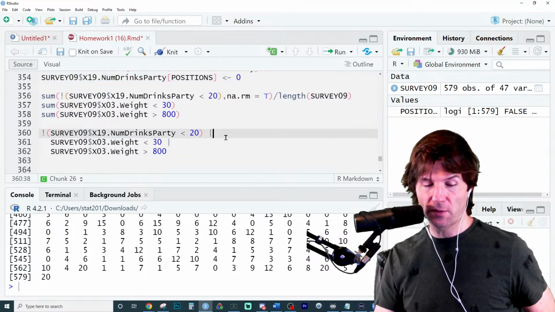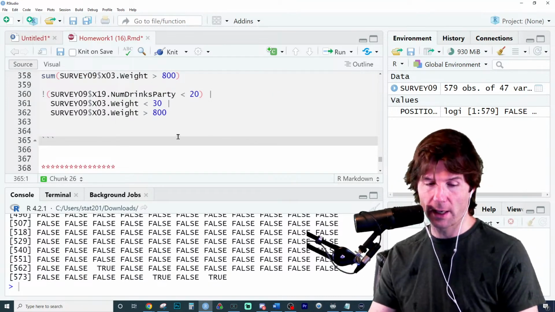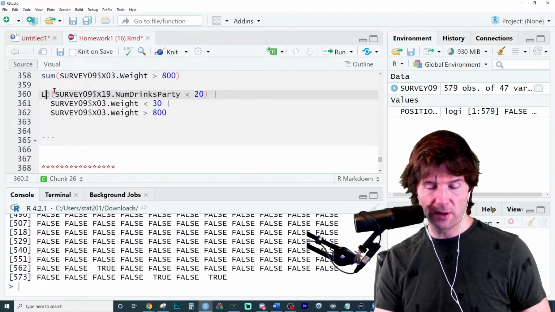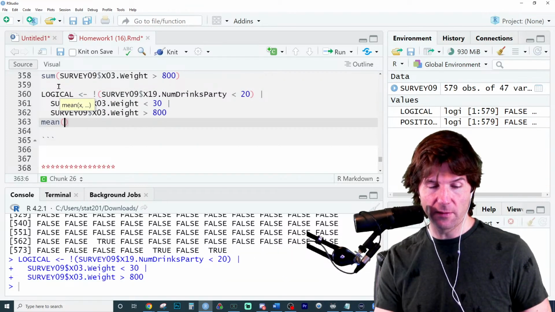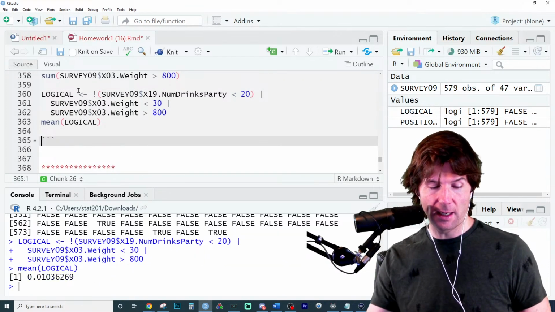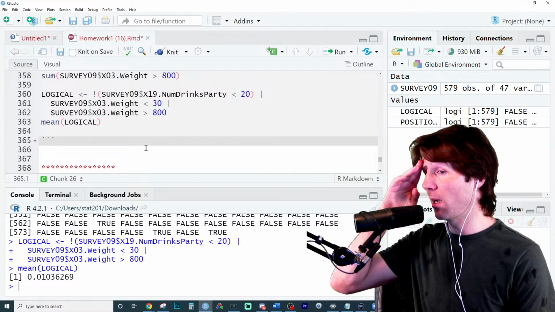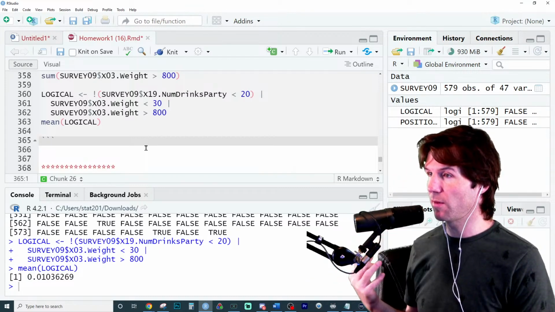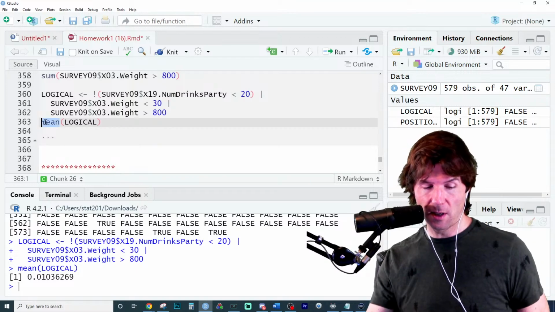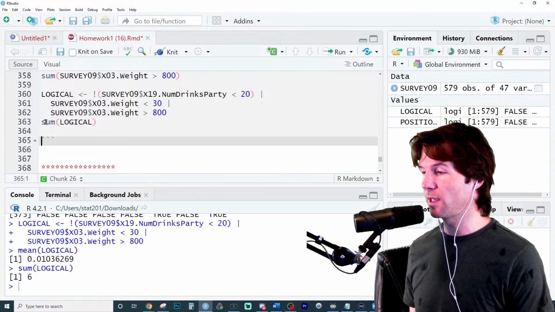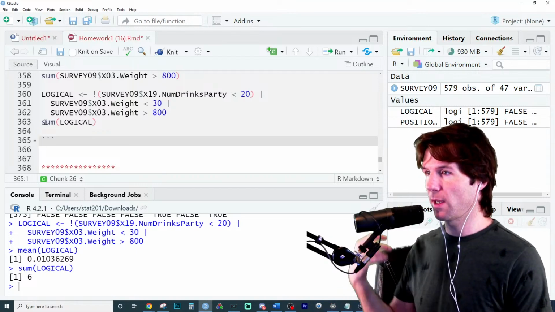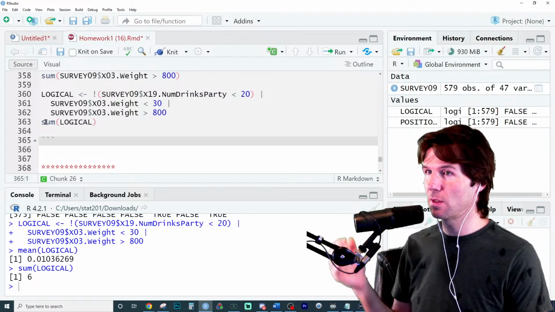So now when I run this right here, it'll actually do the logical check. I could store this into an object called logical, and take the mean of the logical vector and find out that around 1% of our data has issues. We could do a sum. I think it's going to be 6 or 7. It's 6. So six rows in this data set have issues. And that's how we're checking these different conditions.